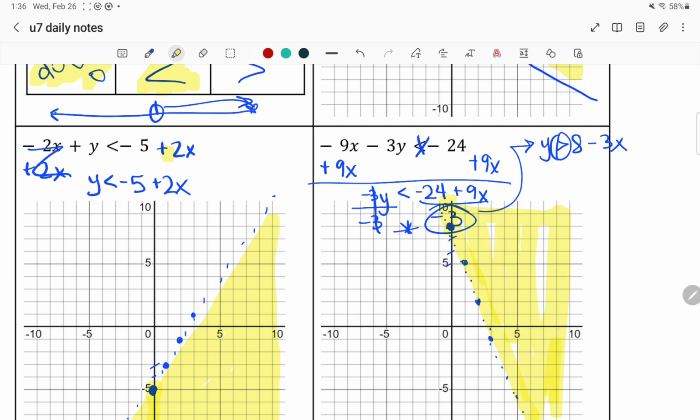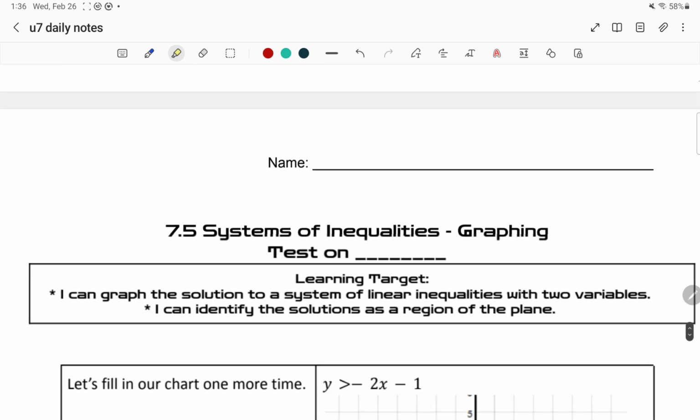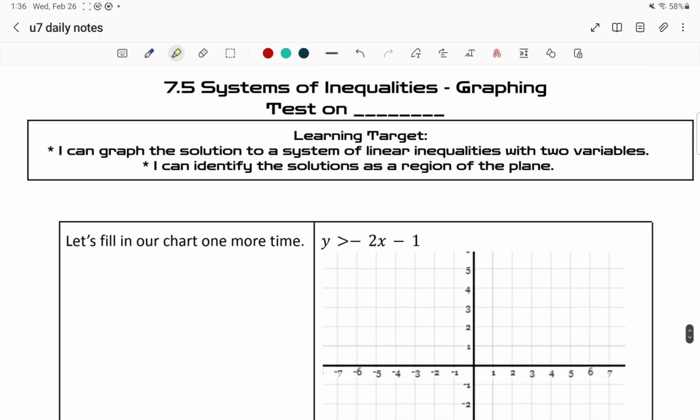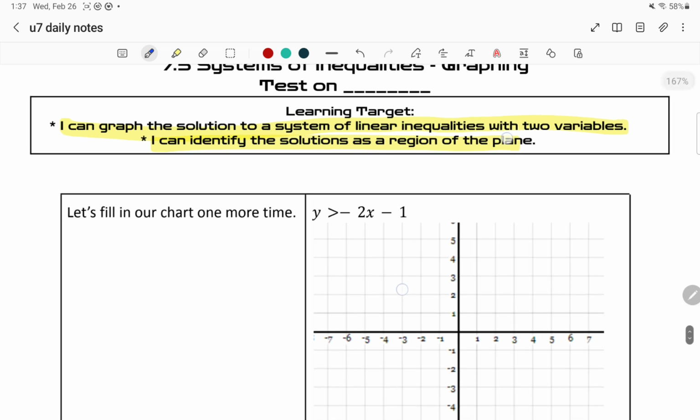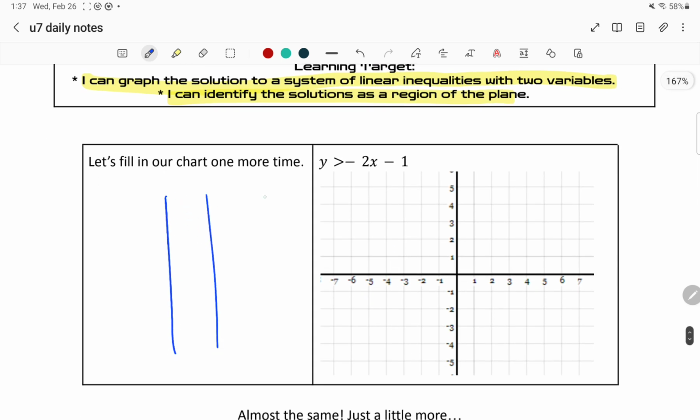Okay, that's 7.4. Let's flip to 7.5. 7.5 is just doing that on one graph twice, because now we have a system of inequalities. System means two or more. So let's fill in our chart one more time, make sure we got it.